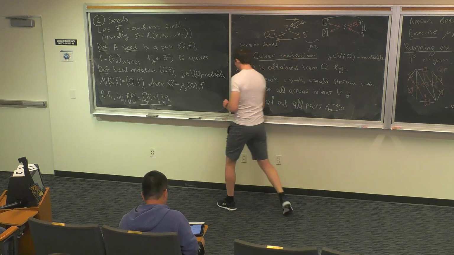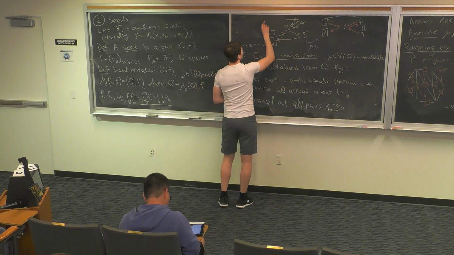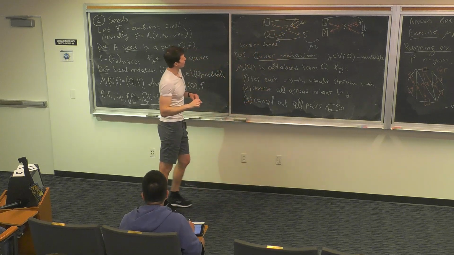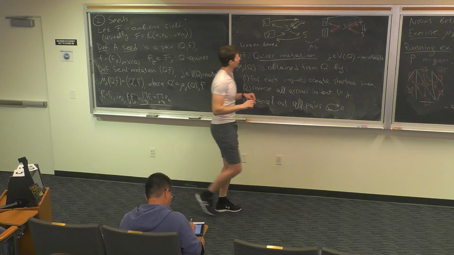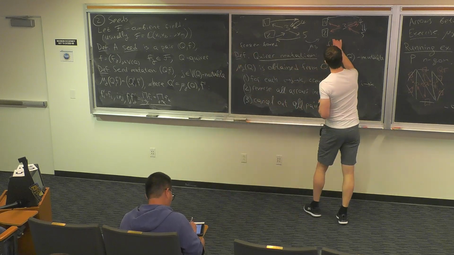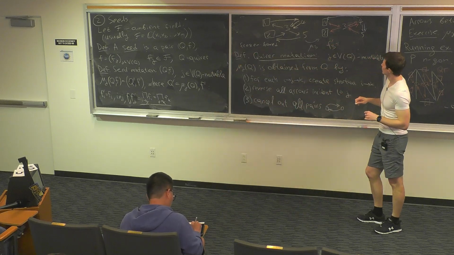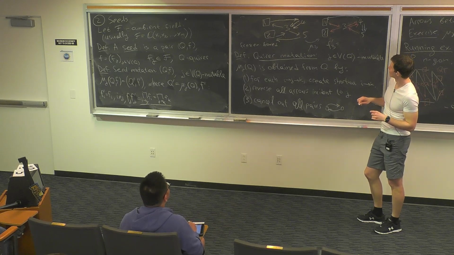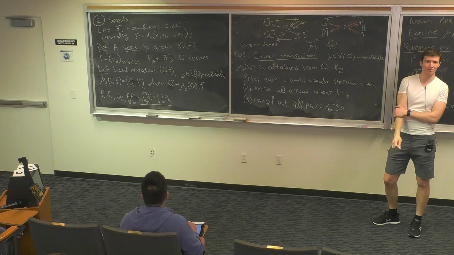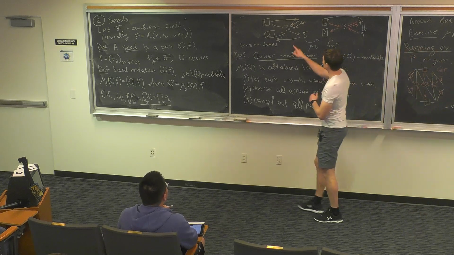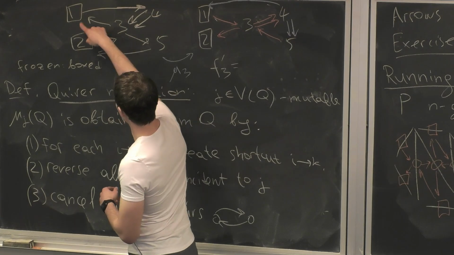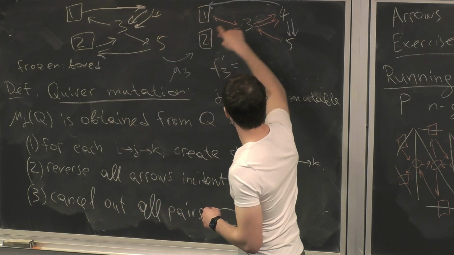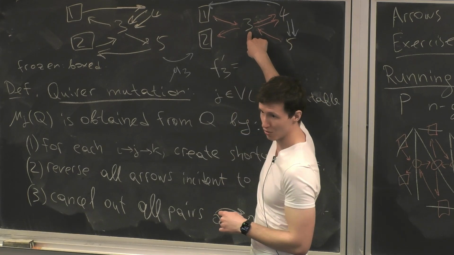So maybe let me continue this example. F sub 3 prime is going to be what in this case? Yeah, let somebody tell me. So let's say for this quiver, this is F1, F2, F3, F4, F5, and this is still going to be F1, F2, F4, F5, but this guy's going to change.